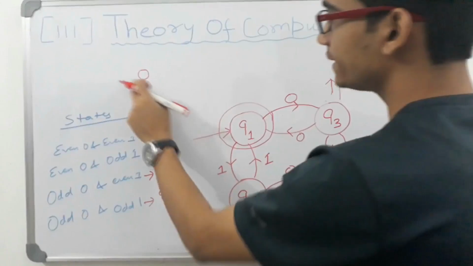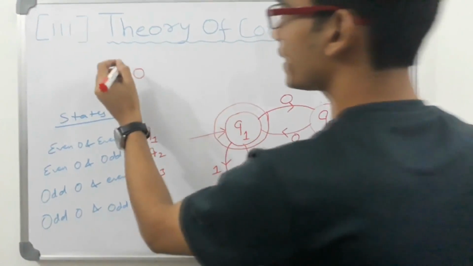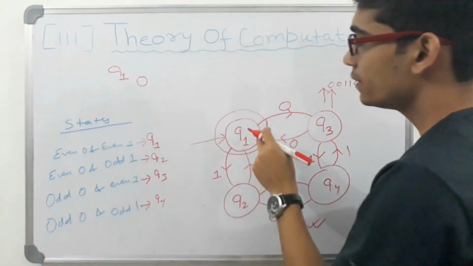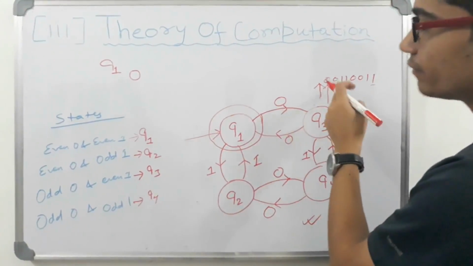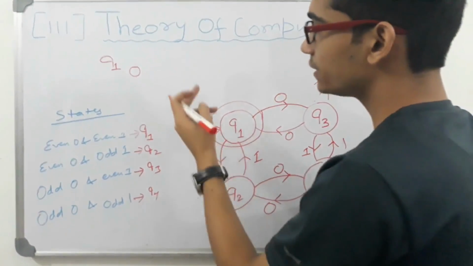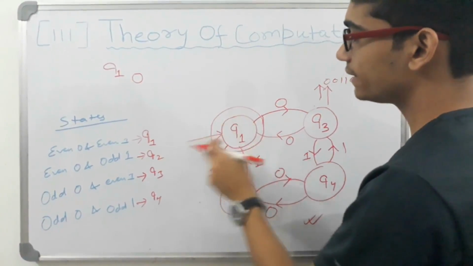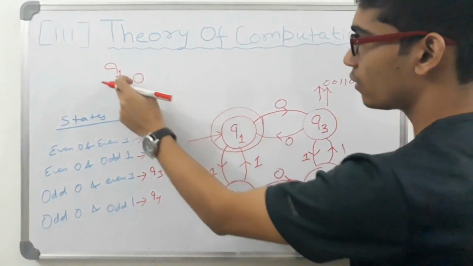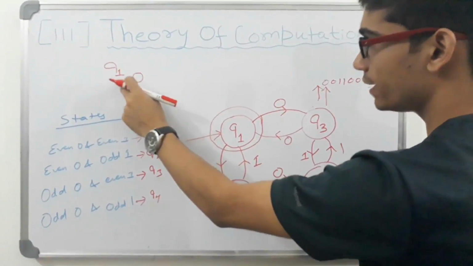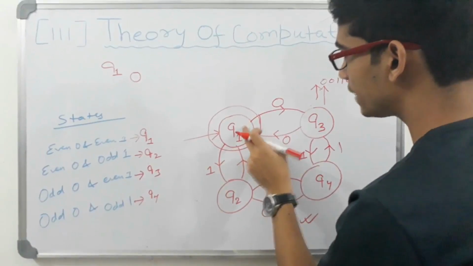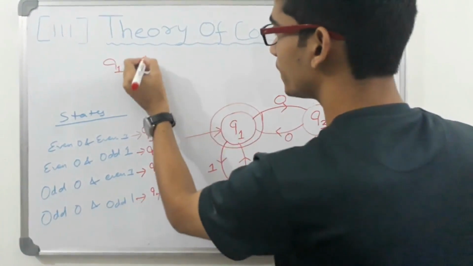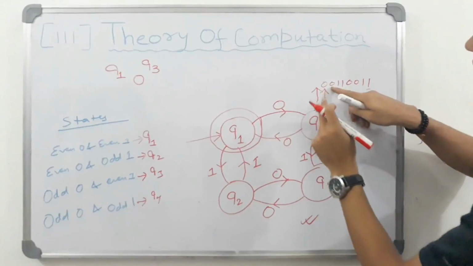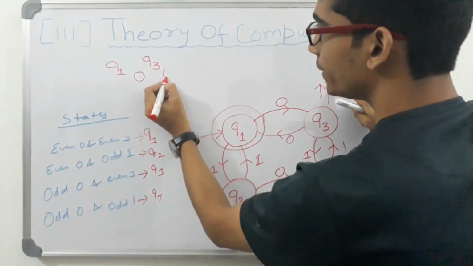So before anything, we haven't seen anything, so we are at state q1, aren't we? We haven't scanned any character, so we have seen no 0 and no 1. So at the initial state we are at q1. Now I have seen a 0. I am at q1 and I have seen a 0, so from q1 I will go to q3. So my state is q3 now. Now I am at q3 and I will now see this 0. Very good.